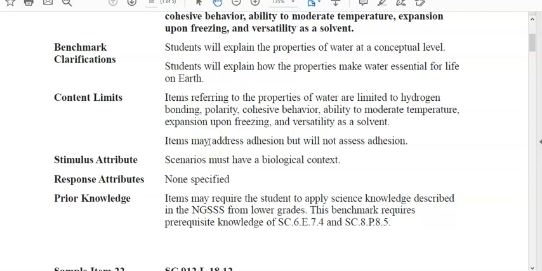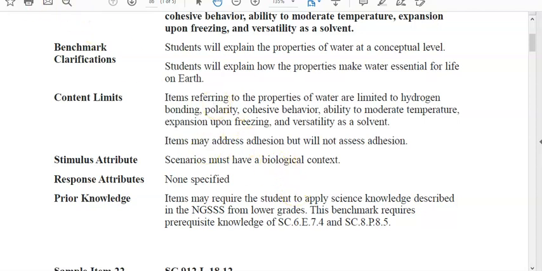Stimulus attributes, these are the things that will give you clarification as to what your students will be exposed to. In this case, of course, scenarios must have a biological context. This is for the biology classroom. Sometimes they'll give you clarification, for instance, if there was going to be a need to display temperature, and the state of Florida has decided they're always going to use degrees Celsius in any kind of graphic, table, or other representation on the test. Then they would make sure they have that clarification for you, that it would only be represented in degrees Celsius. Therefore, you should always expose your students to degrees Celsius so they understand what they're talking about.